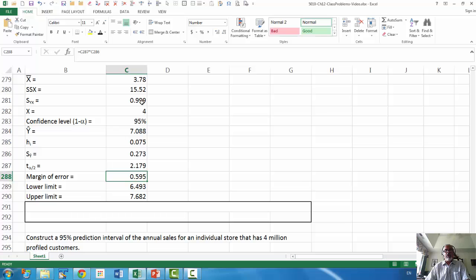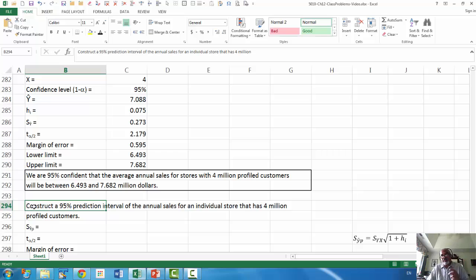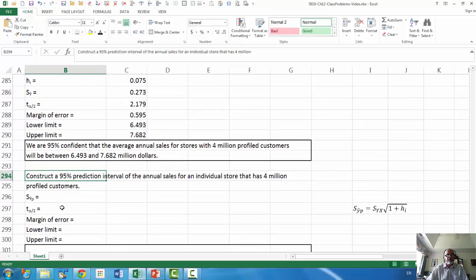So for all stores with 4 million customers, the mean of the annual sales will be between these two numbers in $1 million. Now if you want a 95% prediction interval, you have to contrast between the confidence interval and the prediction interval. The confidence interval is for the mean of y, whereas the prediction interval is for a given y, for one individual store that has 4 million customers.